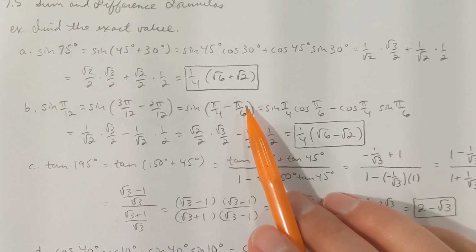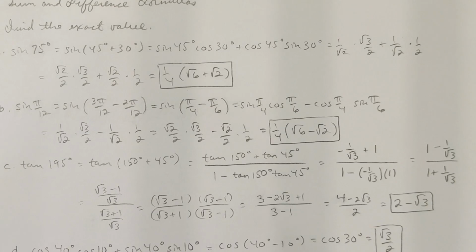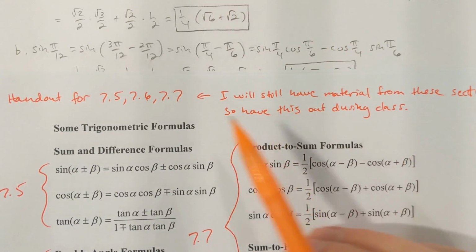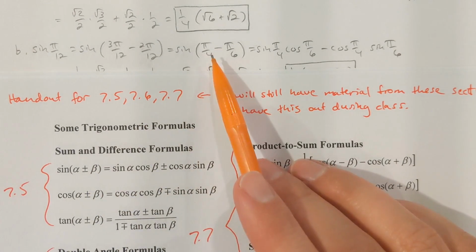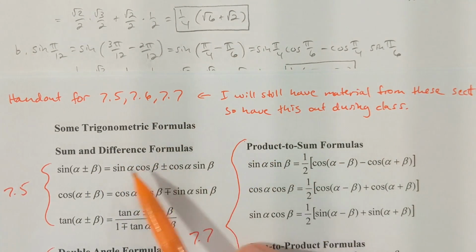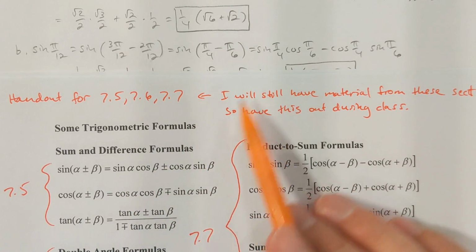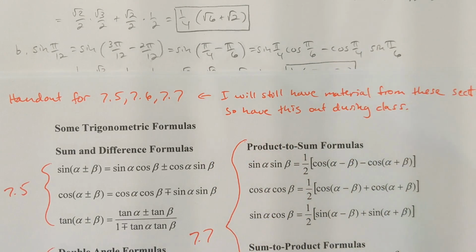Pi over 4 minus pi over 6 is pi over 12, and now I can refer to my sum and difference formula. Okay, I'm subtracting the angles here. Alpha is pi over 4, beta is pi over 6. So I want sine of pi over 4 times cosine pi over 6 minus cosine pi over 4 times sine pi over 6. And that allows me to then use my triangles.